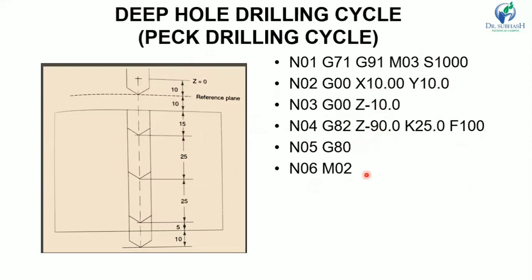So in this way, we can apply this CAN cycle. I hope you can understand very well. Now this is the end of this chapter, unit number 2, NC CNC machine. Thank you very much.